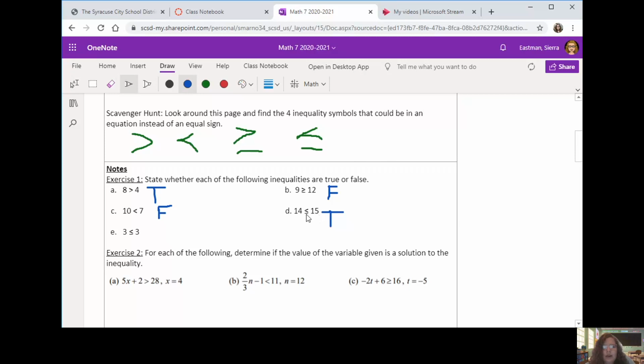So even though that equal to part wasn't true, the other side of it was, where I said it's kind of a combination symbol. So we can say the whole thing is true. Same thing for E here. We have this less than or equal to symbol. 3 is less than 3. That doesn't quite make sense because they're the same number. But then we also have that equal to line. So in this case, they are equal to instead of being less than. So we can still say true.